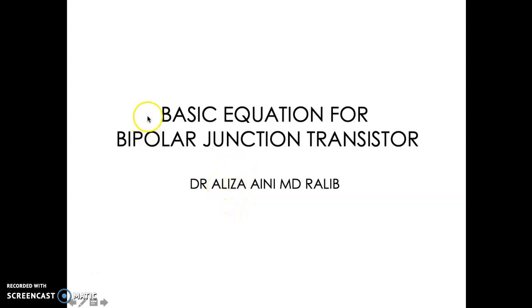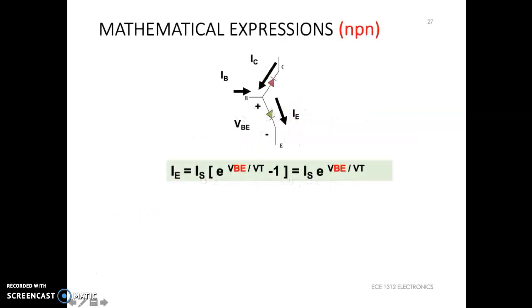So now let's continue on the bipolar junction transistor introduction. Now we move forward to the basic equations of your BJT transistor. This is the symbol of your BJT transistor. We have B, C and E. At the three terminals of your BJT, we have three currents: IB, entering IC and IE.